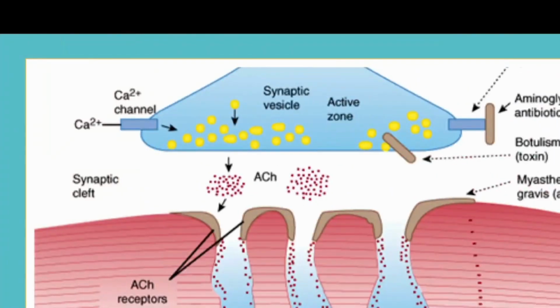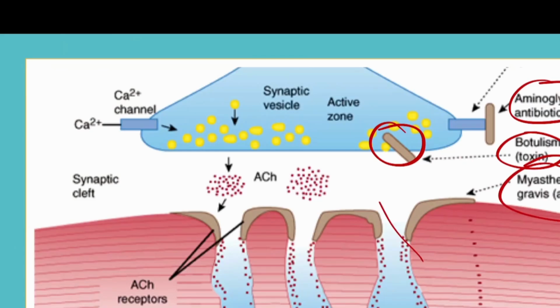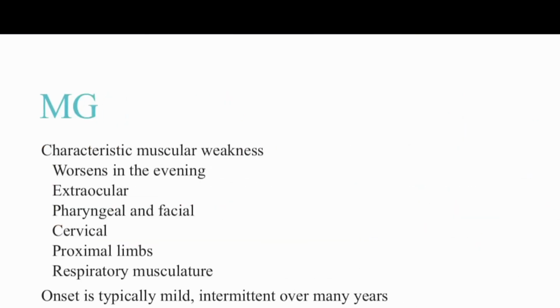So this slide you've had in physio before. I think I can put it in pathophys. But remember, here's your aminoglycoside antibiotics. They also have an effect. Here's your botulism. It blocks the release of acetylcholine from the presynaptic. Here's your myasthenia gravis, and they obliterate the acetylcholine receptors, so they can't bind to anything, disrupting transmission of the signal from the nerve to the muscle. That's where myasthenia gravis comes in.